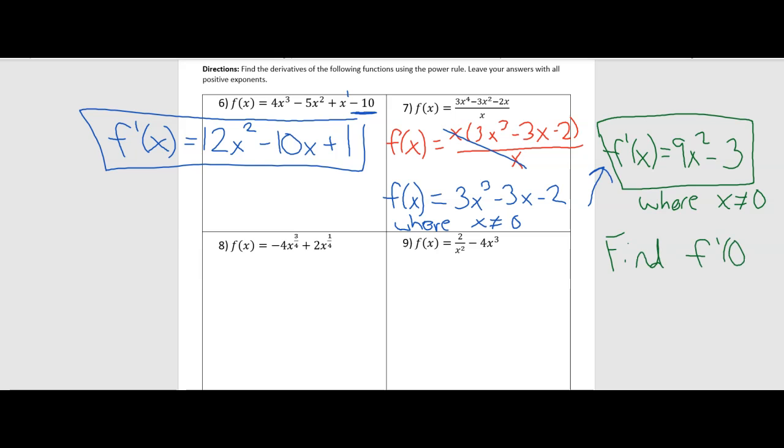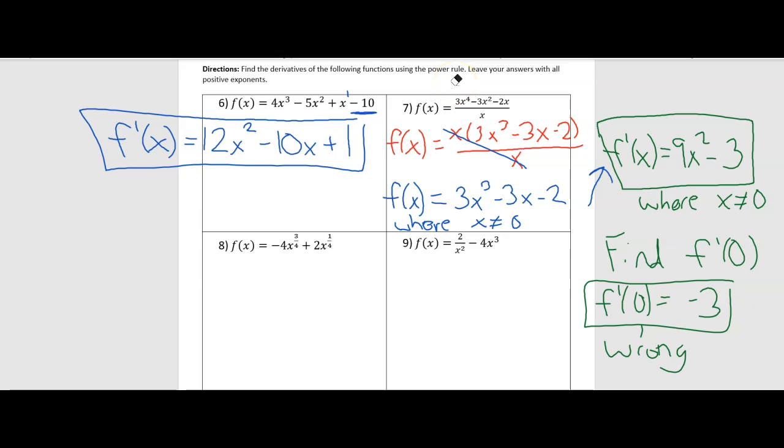f prime of 0, and you just substitute 0 into your derivative function and you get negative 3. This would be wrong, right? Because we can't actually take the derivative at x equals 0. So we have to understand that our original function can influence the domain of our derivative function. And 0 is not in the domain of our original, so it can't be in the domain of our derivative. Okay, let's look at 8 and 9.